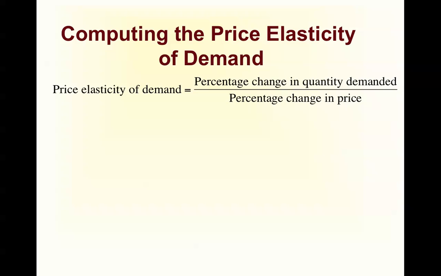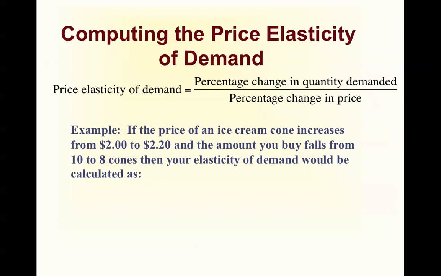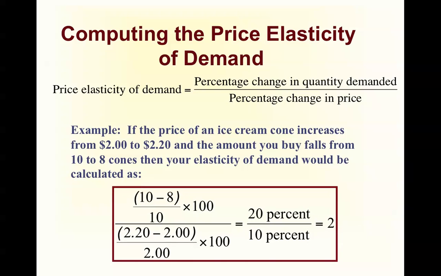This is the percentage method. As you can see, the formula is the percentage change in quantity demanded over the percentage change in price. Let's look at an example. If the price of an ice cream cone increases from $2 to $2.20 and the amount you buy falls from 10 to 8, then your elasticity of demand would be calculated as follows.